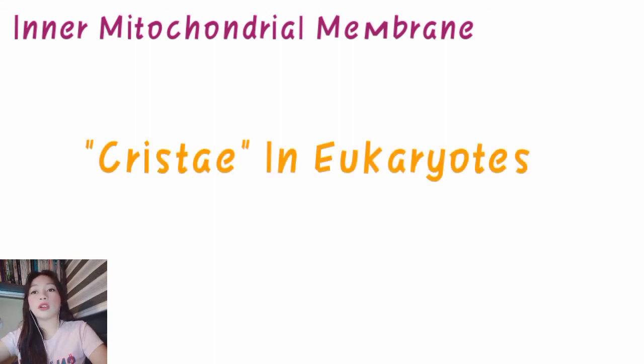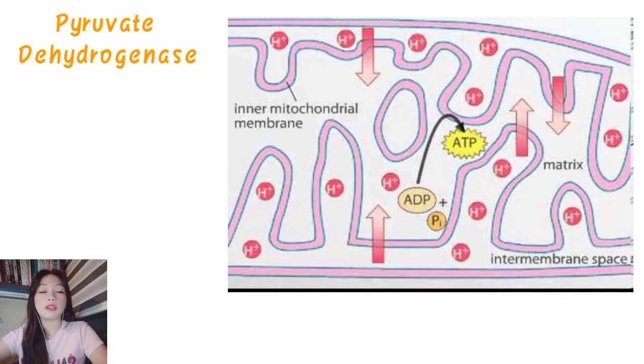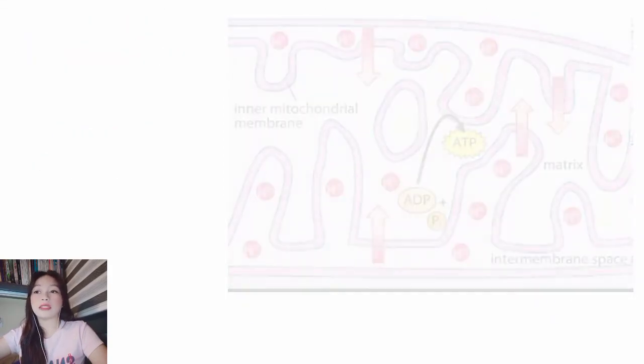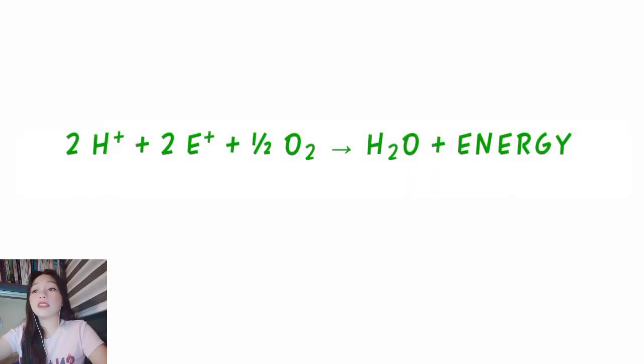Enclosed by the inner mitochondrial membrane is the matrix, which is where necessary enzymes such as pyruvate dehydrogenase and pyruvate carboxylase are located. The process can also be found in photosynthetic eukaryotes, in the thylakoid membrane of chloroplasts, and in prokaryotes but with modifications. Byproducts from other cycles and processes like the citric acid cycle, amino acid oxidation, and fatty acid oxidation are used in the electron transport chain, as seen in the overall redox reaction.